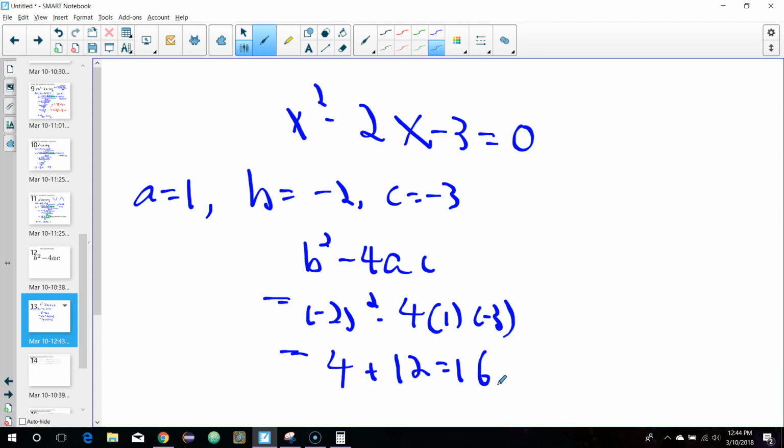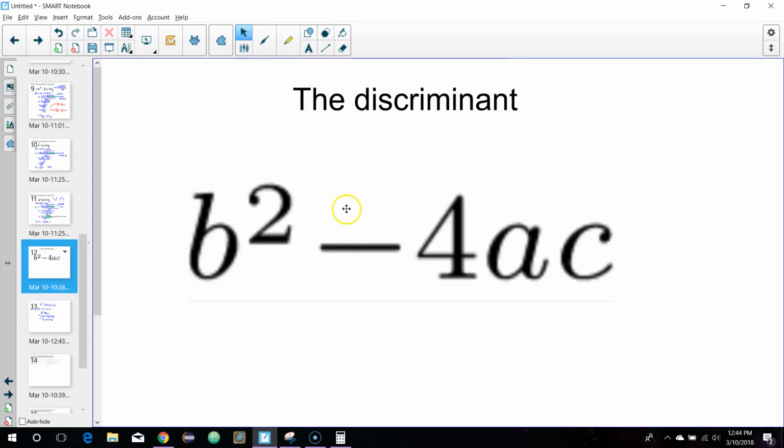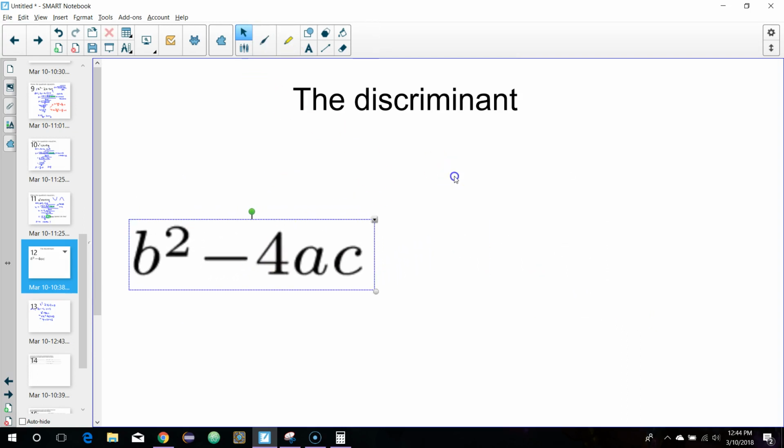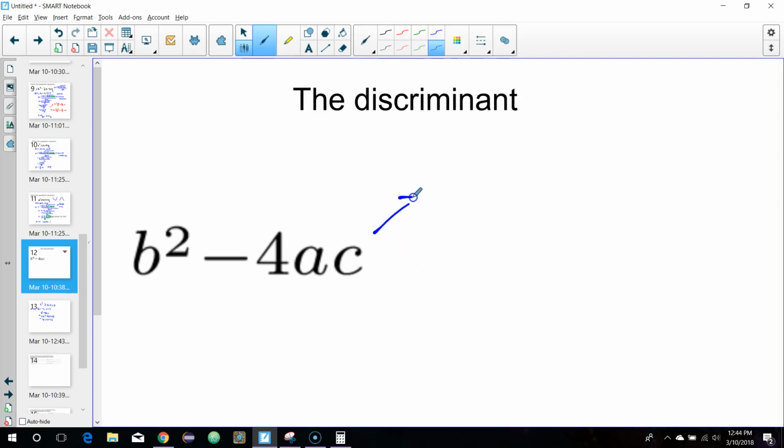So, the rule is, if you find the discriminant b squared minus 4ac, there are only 3 ways to go. Let's make this a little bit smaller. Only 3 ways to go. First one, if this is greater than 0, then you have 2 solutions. The reason for that is, if the discriminant is greater than 0, when you square root that, you can still do the plus or minus for the rest of the quadratic formula. So you'll have 2 solutions.